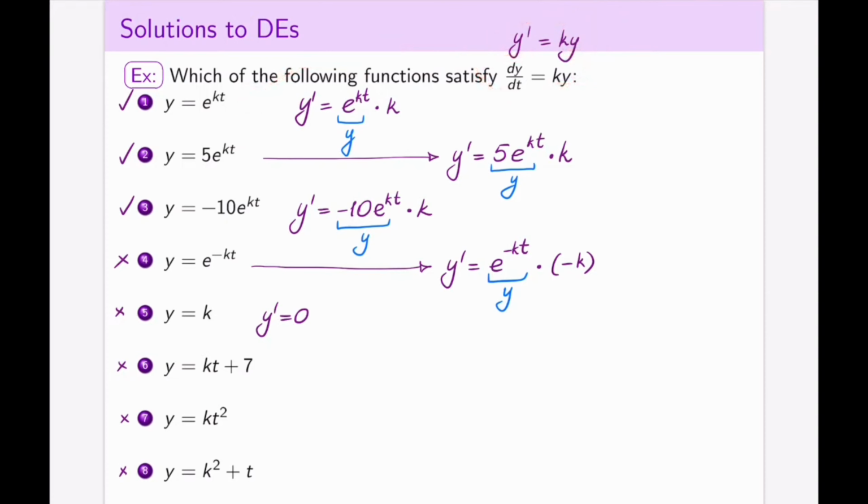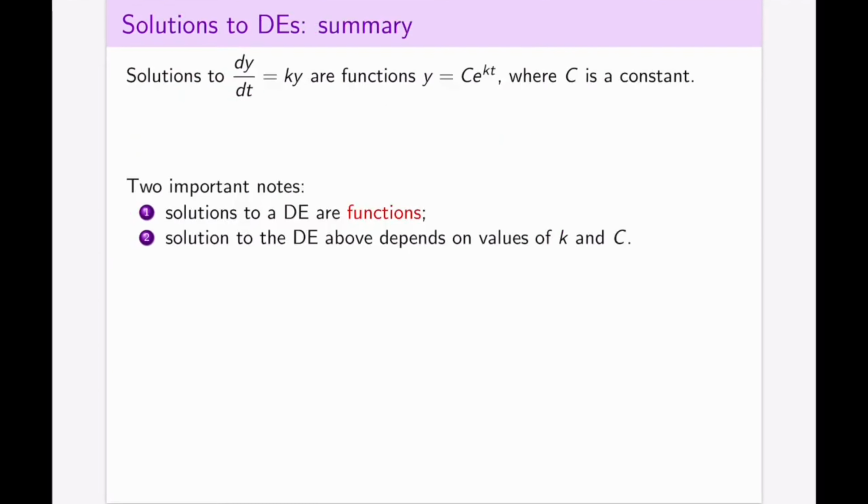Now, we can generalize this process and in general talk about which functions satisfy this particular equation that we're going to work with quite a bit throughout the course. So notice here that I have rewritten my equation in the dy by dt form, but I can also work with it in the y prime form. y prime is equal to ky.